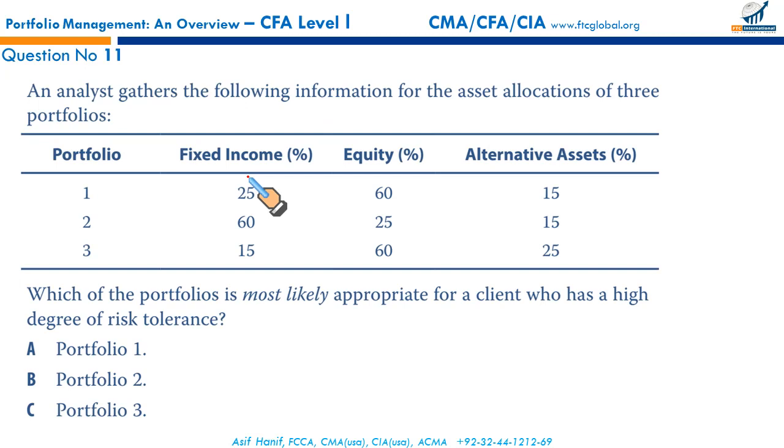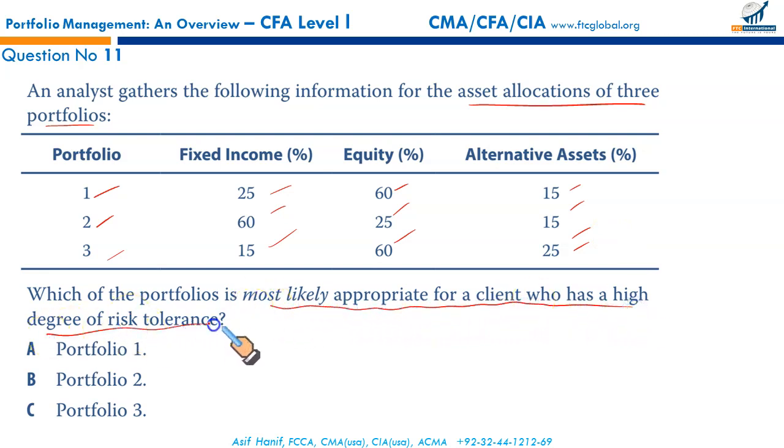Now next, an analyst gathers the following information for the asset allocation of three portfolios, portfolio 1, 2, 3. Fixed income, equity, and alternative assets composition is given. Which of the portfolios is most likely appropriate for a client who has a high degree of risk tolerance? Okay, so for an investor who is ready to take on more risk, he has a higher degree of risk tolerance.